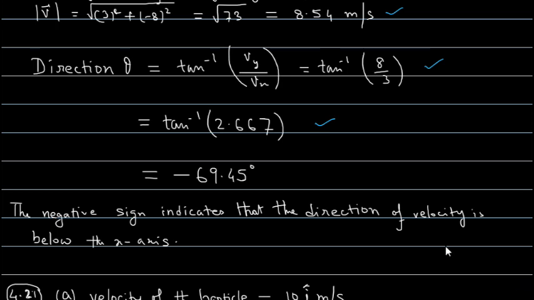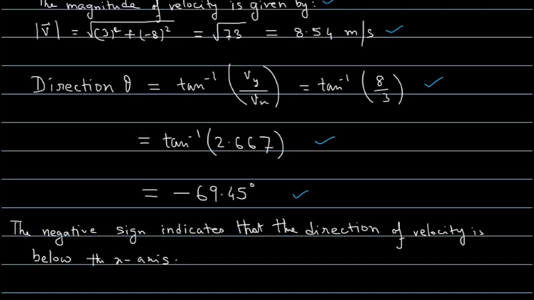Now we can see, so minus 69.49 degrees is the answer. The negative sign indicates the direction of the velocity is below the x-axis.